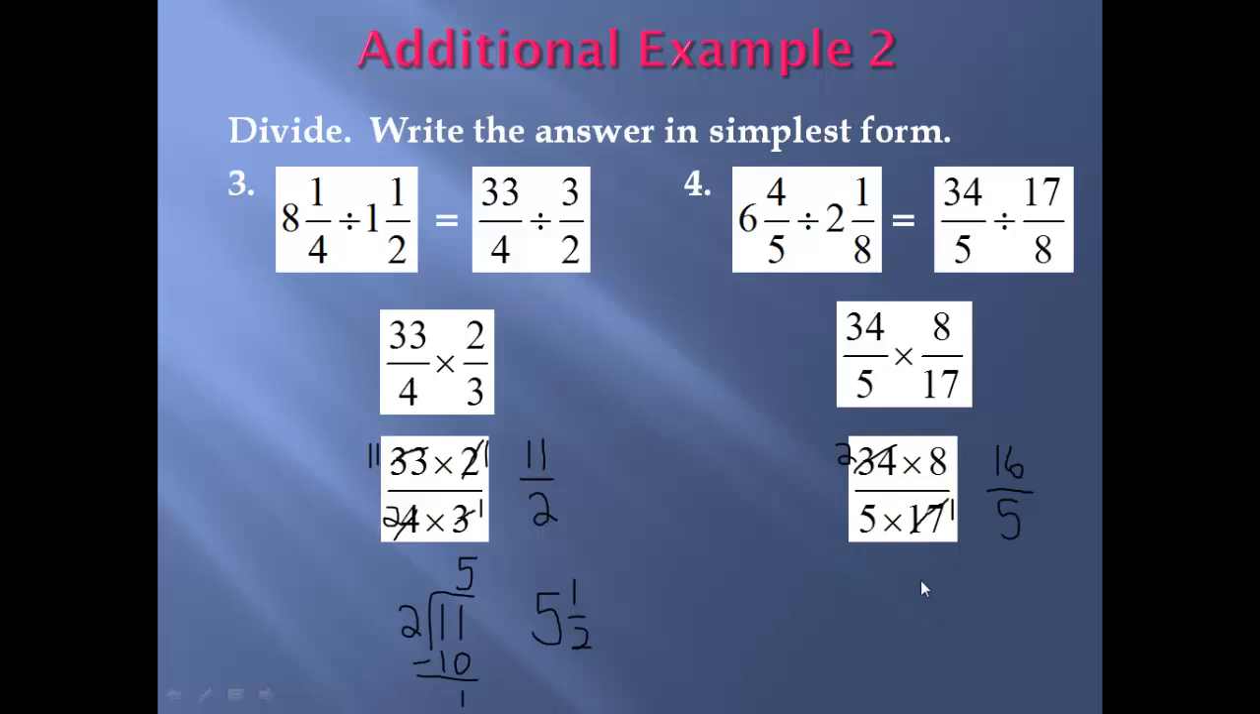Now we need to make this into a mixed number. So we have 16 divided by 5. 5 goes into 16 3 times. 3 times 5 is 15. 16 minus 15 is 1. So our mixed number is 3 and 1/5.